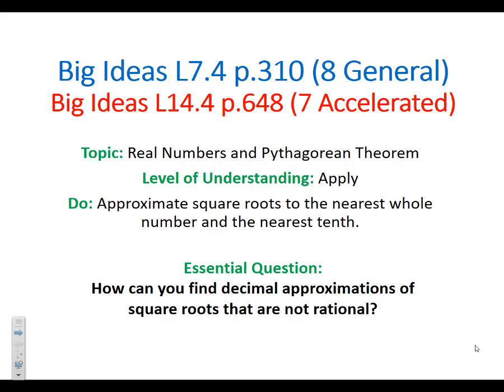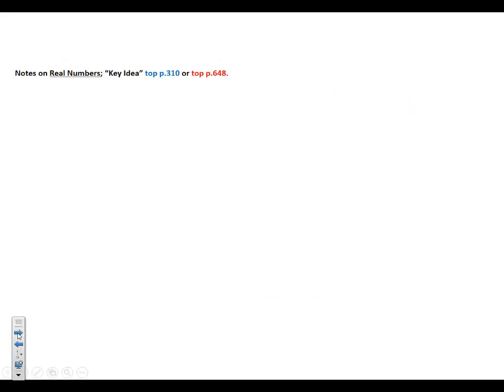So I guess you can figure it out. We're going to be taking square roots and approximating them for irrational numbers because they're not rational. Ladies and gentlemen, I know you're a person of character. You went to the top of page 310 or 648. You read all about those terminating and repeating decimals. You read about the perfect squares and the perfect cubes and the non-perfect squares and the non-perfect cubes, and you know where they go in the real number system.